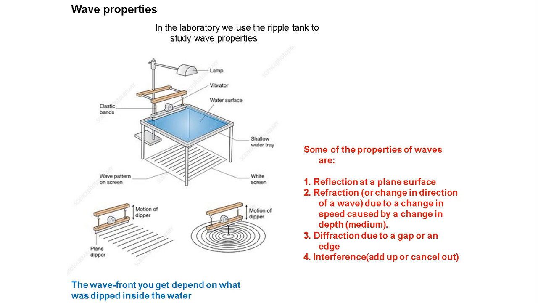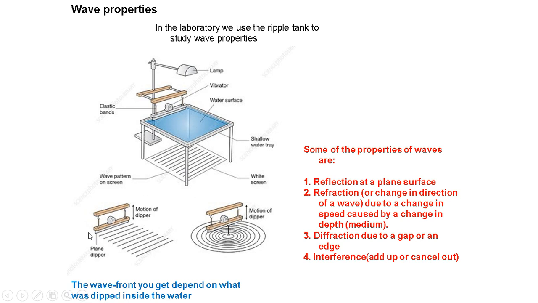Okay, there are other properties anyway that are not here. That's polarization, but that happens only in transverse waves. And other properties that are not here. We actually study these properties using this item here. It's a ripple tank. Call it a ripple tank. A ripple tank helps you to see what's happening, especially in water waves.